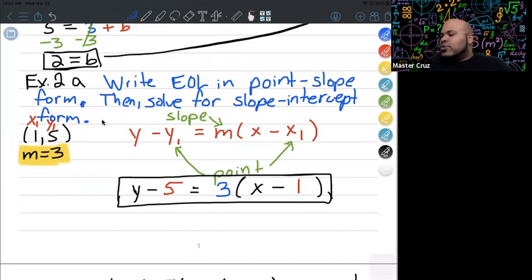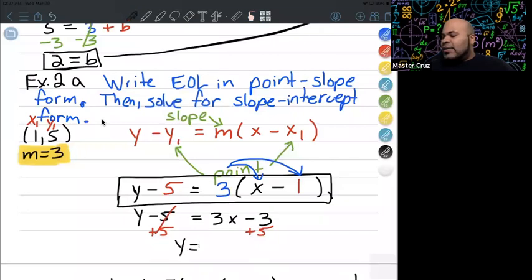So to do that, there's always 2 easy steps. The first step is distribute the 3. So I'm going to drop the y minus 5, and this equals 3x minus 3. And then the last step will be to get y by itself. You're going to add 5 to both sides, so plus 5, plus 5. This cancels, and you're going to get y equals 3x plus 2. And that will be my answer.